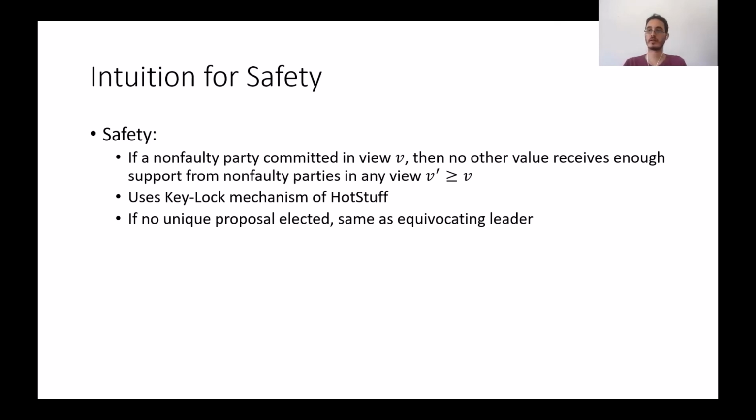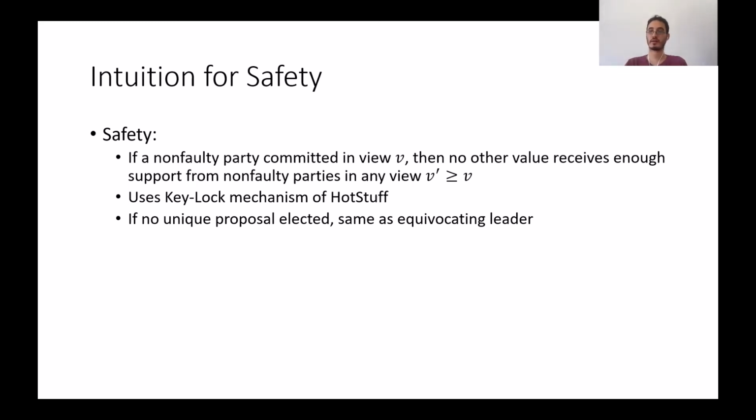Now, we can look at the different possible outcomes of the proposal election protocol. We either have a unique proposal elected, either faulty or non-faulty in this case, in which case that is the same as having a single leader in that view. And the HotStuff protocol knows how to deal with that. If we have a single leader, either faulty or non-faulty, we maintain safety.